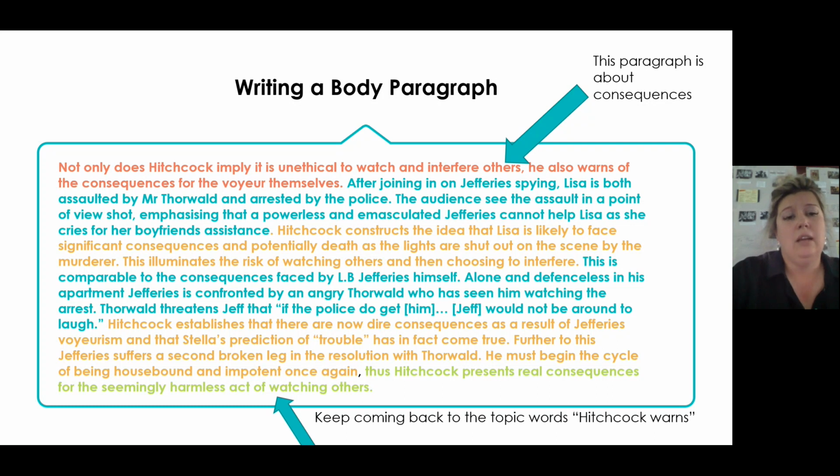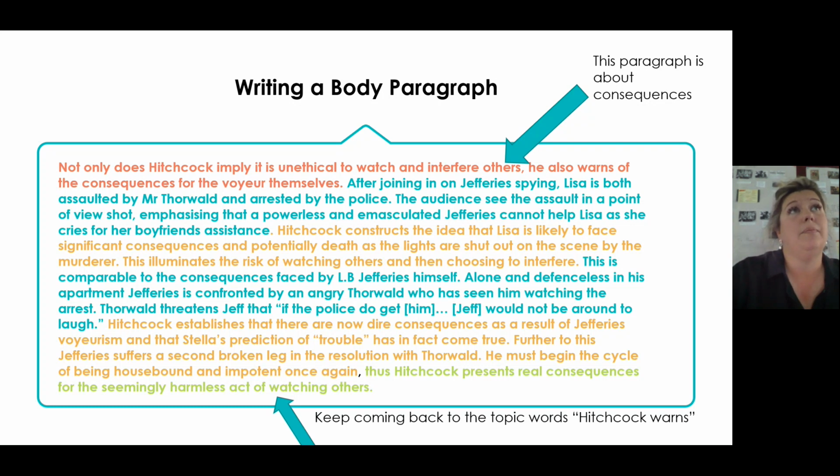The explanation. Hitchcock constructs the idea that Lisa is likely to face significant consequences and potentially death as the lights are shut out on the scene by the murderer. This illuminates the risk of watching others and then choosing to interfere.